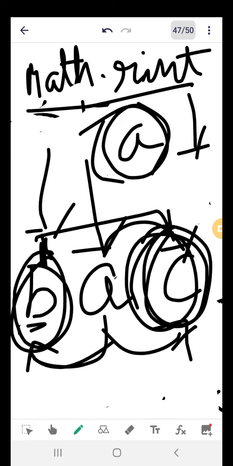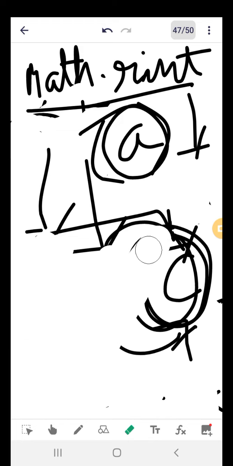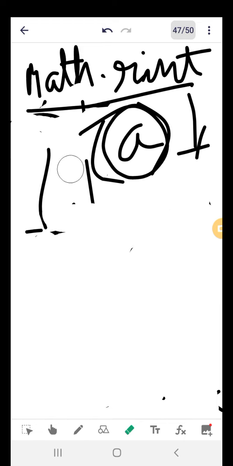It will return the even value. It will prefer the even value. Whether it is less or more doesn't matter. Let's just take a few examples.